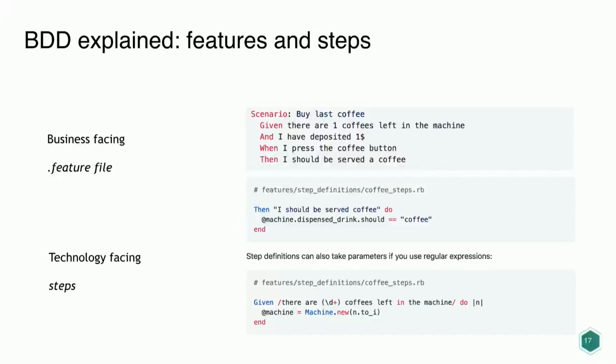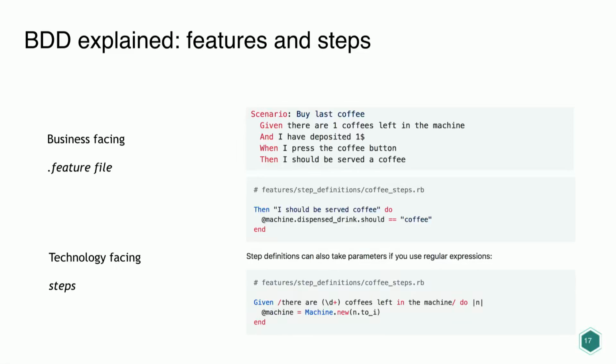A BDD test is divided into, let's call it, a feature file, the business-facing part of my test. As you can see, the test is written in pure English. In this case, I want to test a coffee machine. So if there is one coffee in the machine, and I deposit $1, then I press the coffee button, I should be served a coffee. It's very easy, very understandable, right?